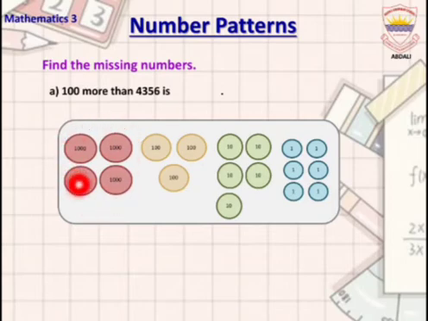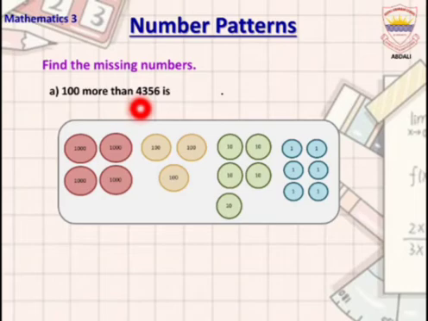Students, let's know how we draw number disks. 4 is at the 1000 place, so we draw 4 number disks of 1000. 3 is at the 100 place, so we draw 3 number disks of 100. 5 is at the tens place, so we draw 5 number disks of tens. 6 is at the ones place, so we draw 6 number disks of ones.